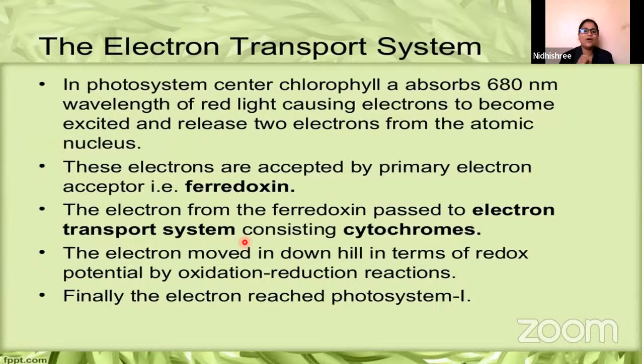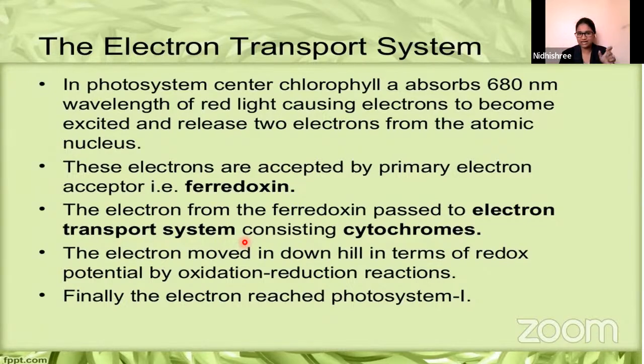Okay, thank you, Dhamini. Here these electrons are accepted by the primary electron acceptor. Do remember the primary electron acceptor: ferredoxin. Ferredoxin is the primary electron acceptor.